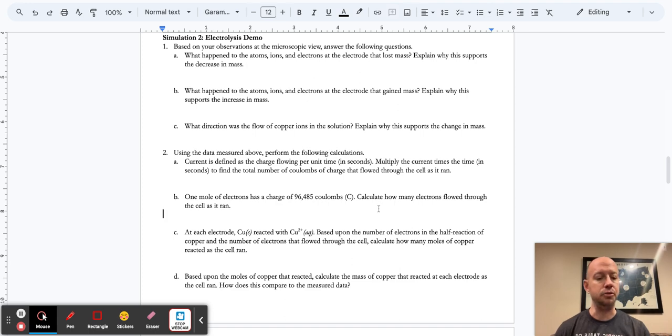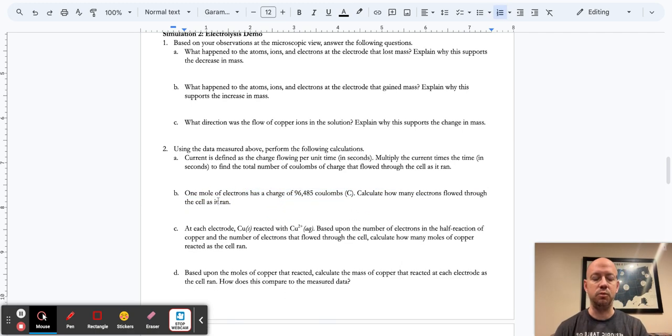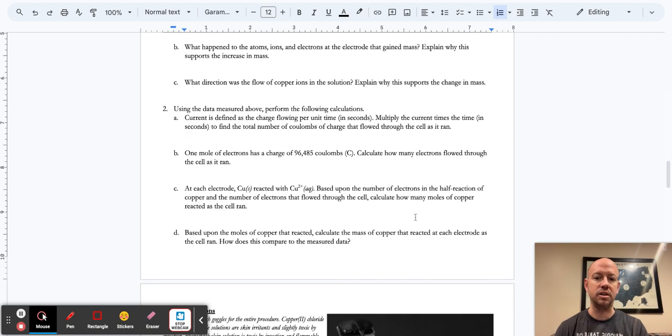Right here, you're going to do a dimensional analysis or a stoichiometry problem. Well, I know that I have a certain number of coulombs. That's the answer from this. And then there's a certain number of moles per coulomb, or coulombs per mole, depending which way you want to define or think about that. So then I can think about how many moles of electrons there are.